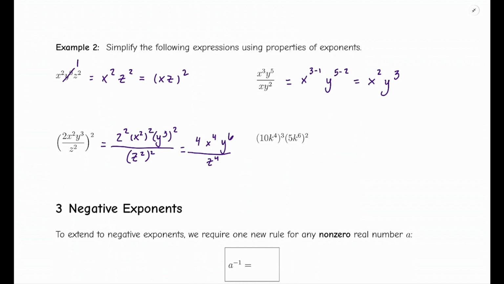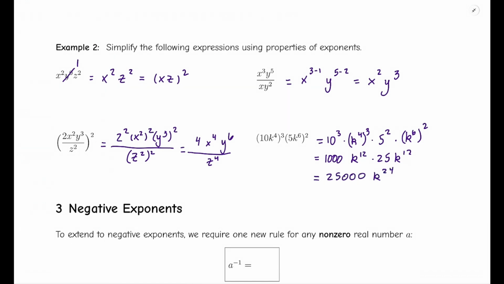And finally, 10k to the 4th cubed times 5k to the 6th squared. So the first thing we're going to do is use the distributive laws. So this becomes 10 cubed times k to the 4th cubed times 5 squared times k to the 6th squared, which becomes 1000 k to the 12th times 25 k to the 12th, because using the power to a power rule. And last but not least, same base rule, I add the exponents, so we get 25,000 k to the 24th.